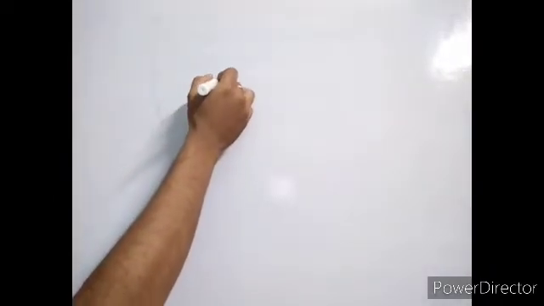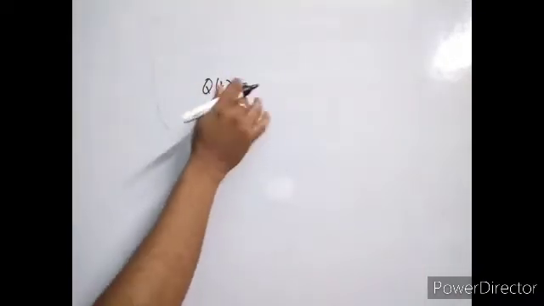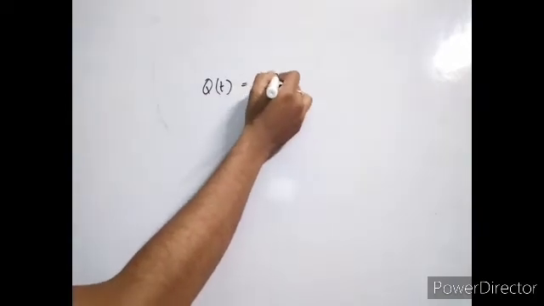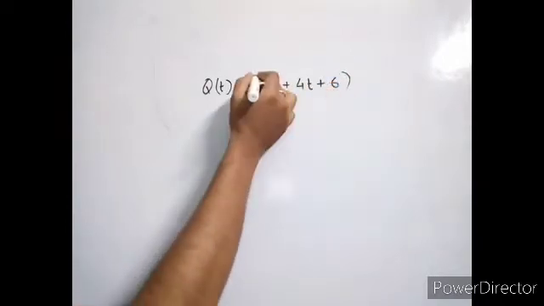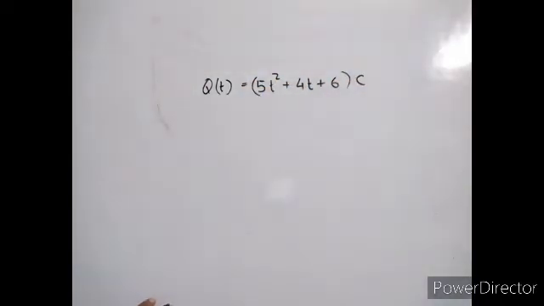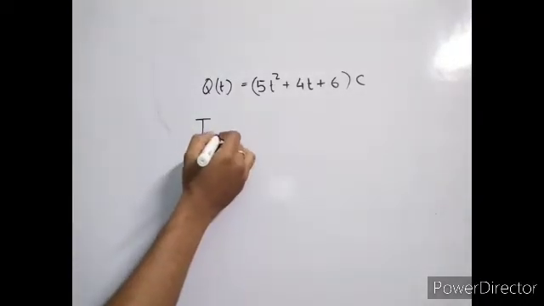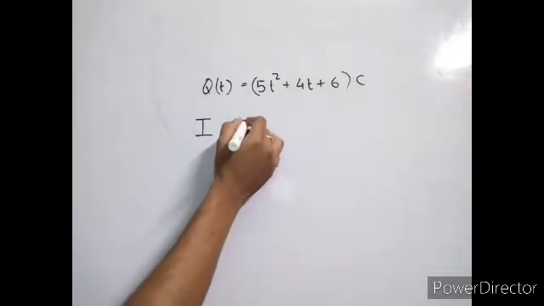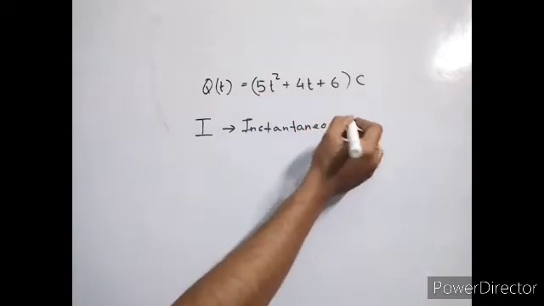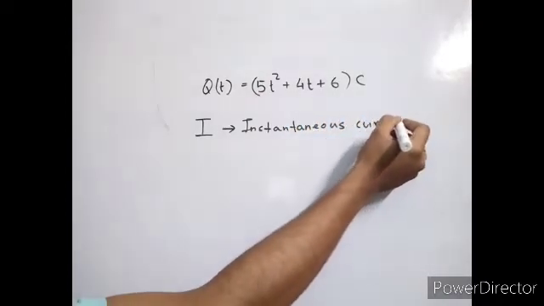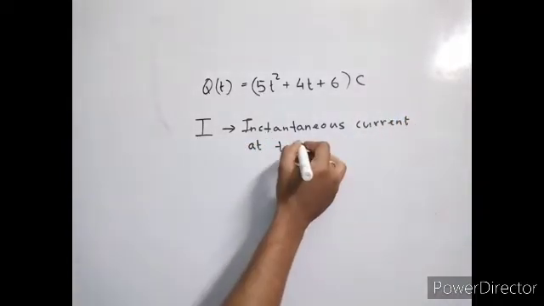So the first type of problem gives me an expression for charge with respect to time, that is q of t is equal to 5t square plus 4t plus 6 in coulombs. Now we are supposed to calculate the current, that is the instantaneous current. Okay, so instantaneous current is to be obtained, and we obtain it at t is equal to, let's say, 5 seconds.